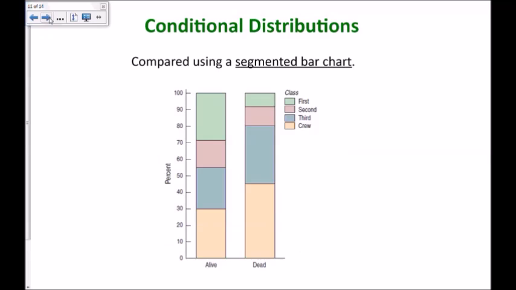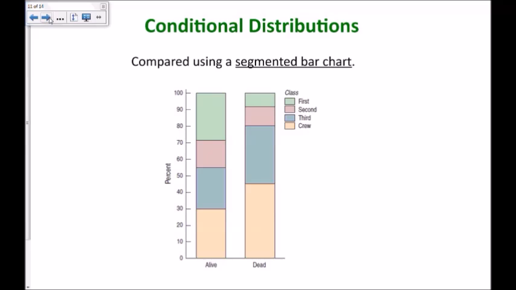The next way to compare distributions is by looking at a segmented bar chart. Here I have one bar for those who lived and one bar for those who died, and I have it segmented, so broken up into pieces based on the relative percentages. Again, I can compare those who lived and those who died, the percentages, very easily because they're next to each other and color-coded. So I can see very easily that there was a higher percent of people who lived in first class than who died in first class.